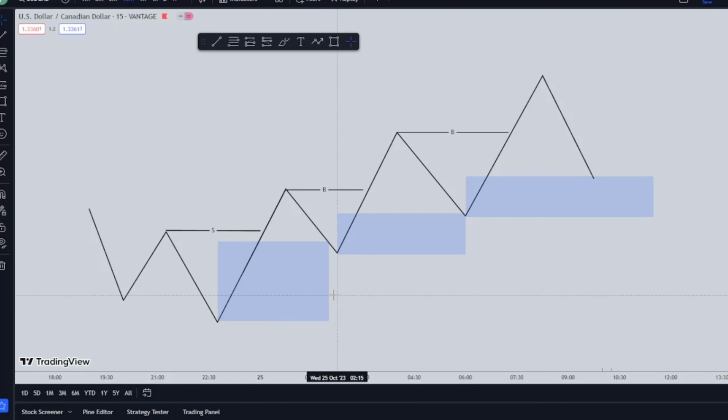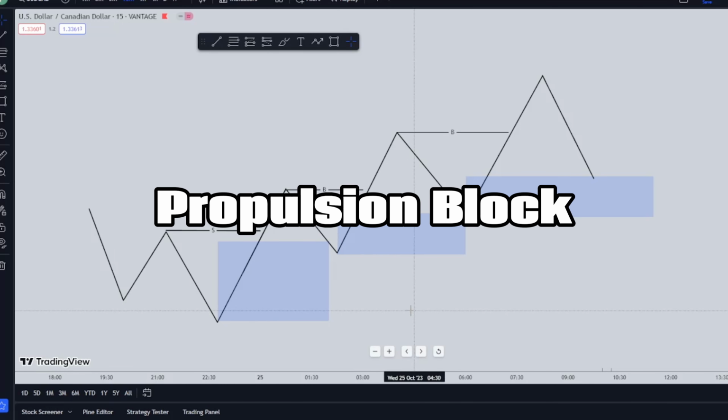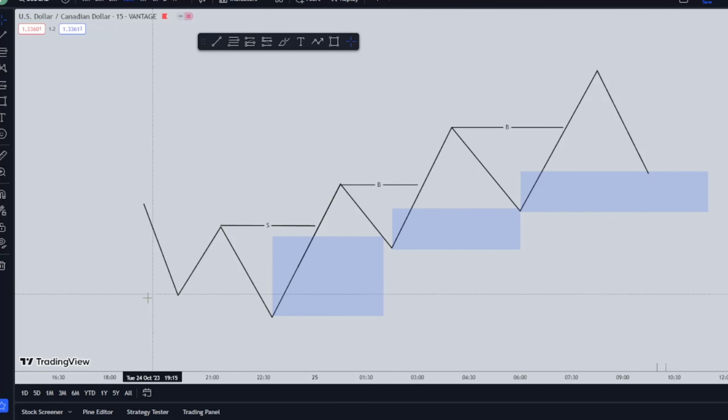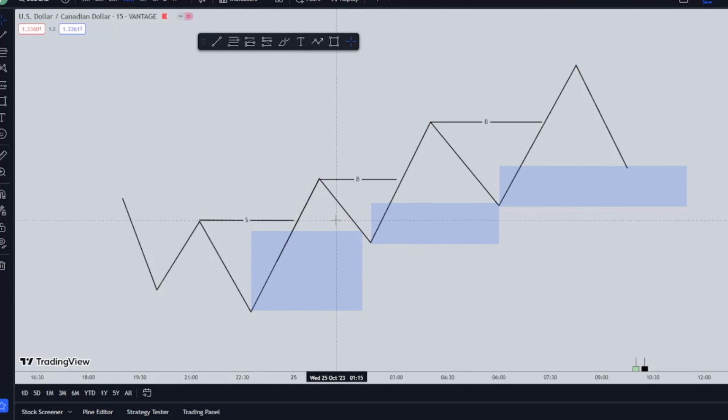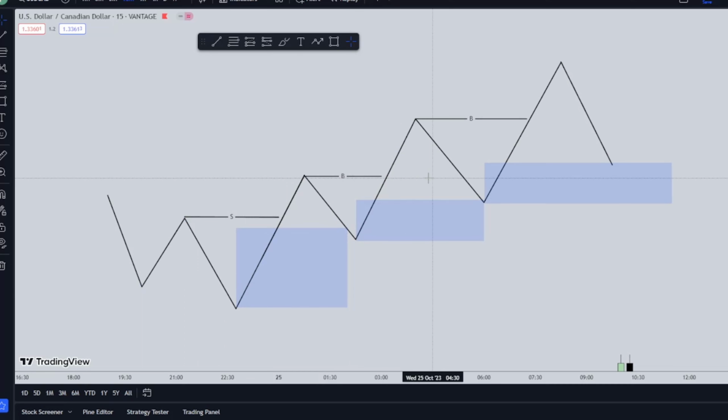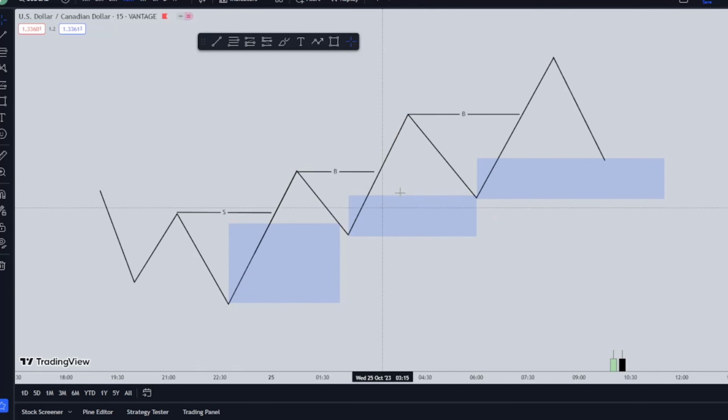In this video, pag-uusapan natin ang propulsion block. So same thing, no? Always look for liquidity grabs before you consider yung isang structure na valid. Okay, liquidity grab, impulse move, then break of structure, then mag-iwan siya ng mga fair value gaps.